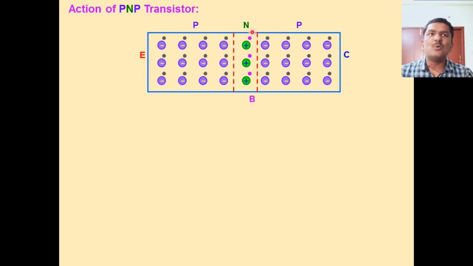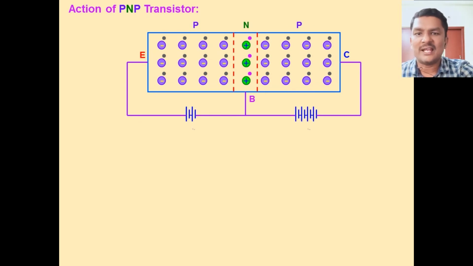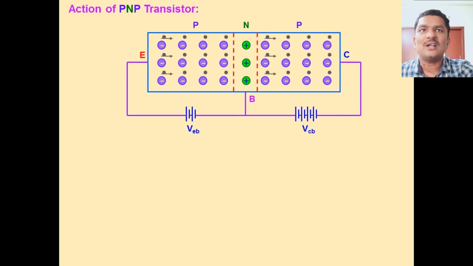Next we move on to the action of the PNP transistor. In a PNP transistor, the base is N-type semiconductor, the emitter is P-type semiconductor and the collector is P-type semiconductor. The base is lightly doped, so here the N-type semiconductor is lightly doped and the emitter is heavily doped. Now we will discuss what happens when a PNP transistor is connected to an external source.